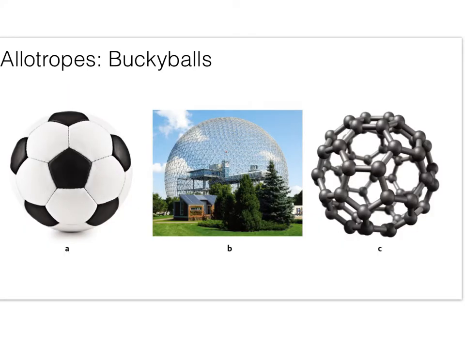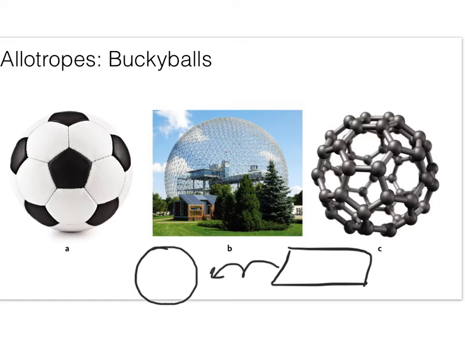Another interesting allotrope of carbon is actually the buckyball. So this is basically a ball of carbon, and you can see that it's still composed of single and double alternating bonds, but instead of a sheet of graphite, it's basically kind of rolled up now into a ball.